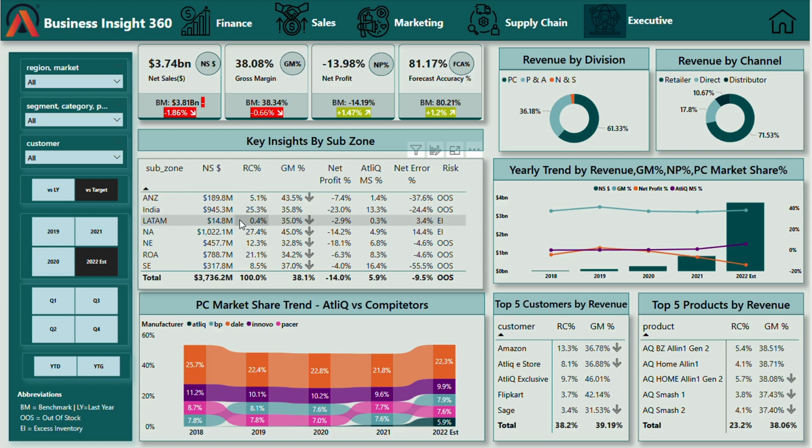This is revenue by division. As we can see, the PC division is contributing 61.33% of all total revenue among all subdivisions. And this is revenue by channel. AtliQ has three channels: direct, retailer, and distributor. Among these, retailer has generated 71.5% of total revenue for AtliQ. This is all about the executive view.